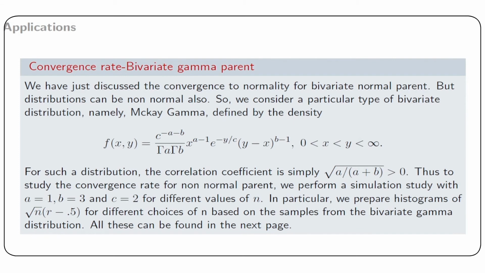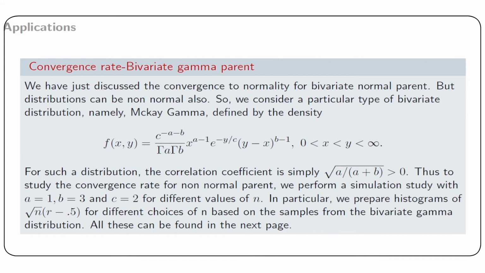So we have just discussed the convergence to normality for bivariate normal parent, but the distribution can be non-normal also. So we consider a particular type of bivariate distribution, namely Mckay's gamma distribution, defined by the density as given in the slide. It should be noted that for such a distribution, the correlation coefficient is simply square root of a divided by a plus b. That is, for such a distribution, the correlation coefficient is always positive.